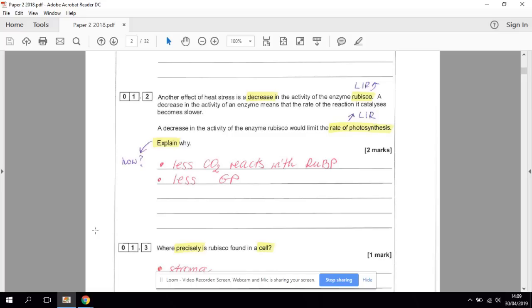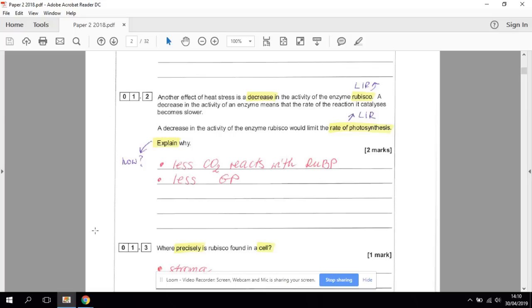Next question: another effect of heat stress is a decrease in the activity of the enzyme Rubisco. So Rubisco is the enzyme involved in the light-independent reaction, in the first stage when a 5-carbon molecule combines with carbon dioxide. And a decrease in the activity of an enzyme means that the rate of the reaction it catalyzes becomes slower.